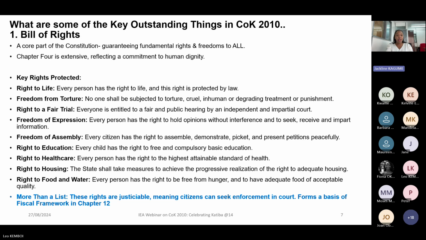So in our conclusion on this, we are basically saying that these rights are justiciable, meaning citizens can seek enforcement in court. And it's also part of the basis for Kenya's fiscal framework that is set out in Chapter 12. So one of the things that should inform the formulation of budgets, our fiscal policy, is the state ensuring progressive realization of these rights. It should inform in great detail the allocation of resources as well as expenditure. So that is a summary of some of the outstanding things in the Constitution.